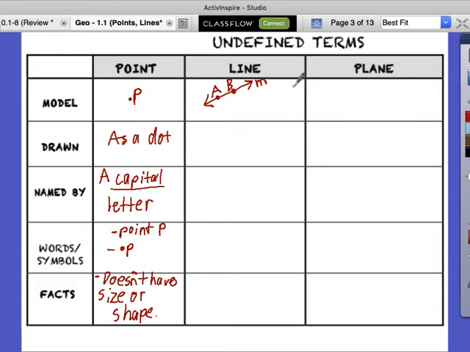So when you draw this, the first one we drew was a dot. This one, we draw with an arrowhead at each end. W with a slash means width, by the way. You can write out the word width if you want.